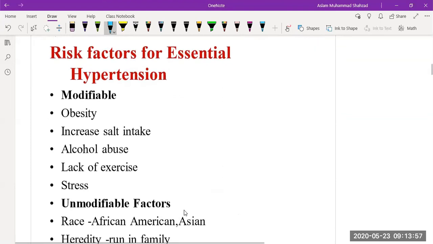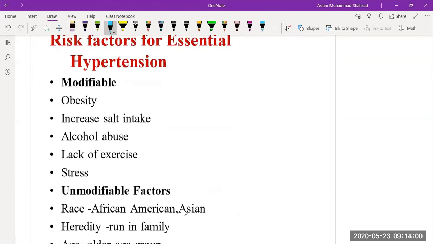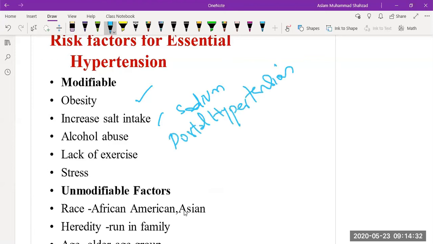What are the risk factors for essential hypertension? Obesity is one of the factors that can cause hypertension. Then if a person has increased salt intake, such as sodium, it can cause hypertension. Then excess use of alcohol can cause liver cirrhosis and can lead to portal hypertension. Lack of exercise is another reason for hypertension. And then the last is stress. So if the stress increases, then it is also responsible for hypertension.